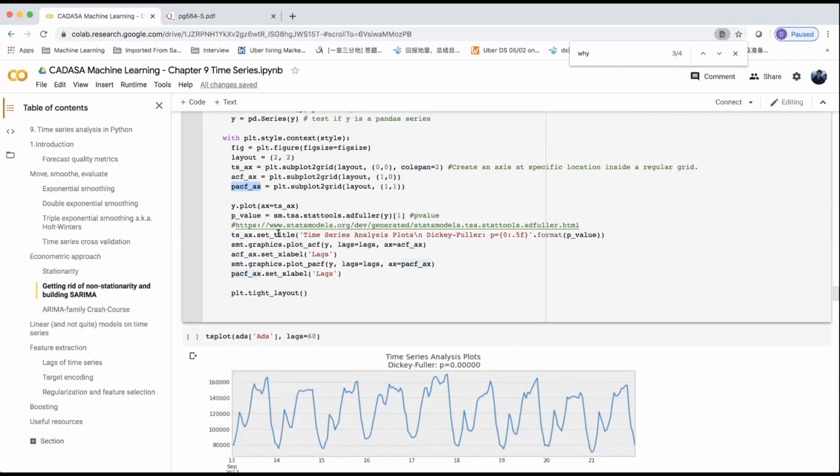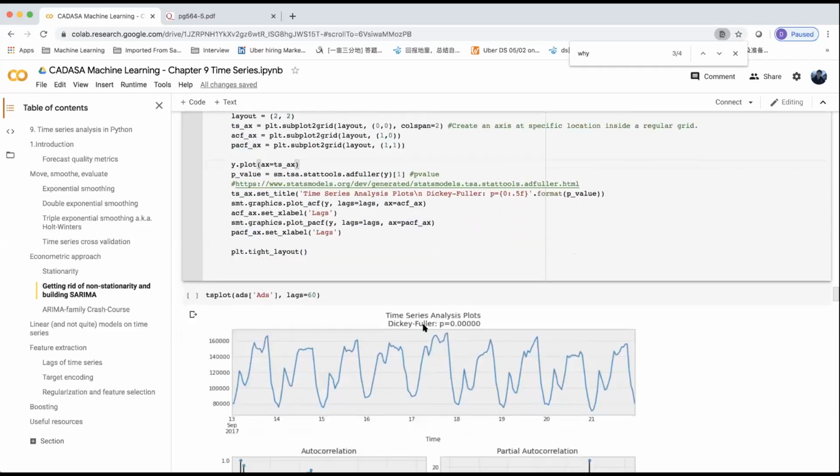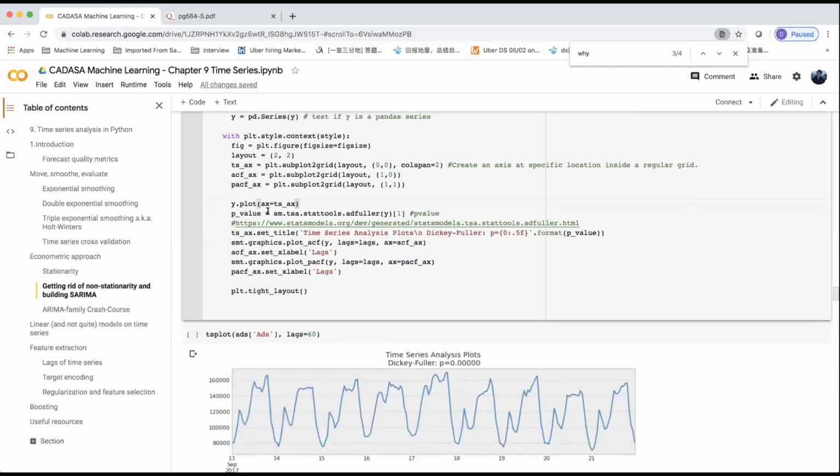Okay, so we also have the p-value here. What is the p-value? The p-value here is from the Dickey-Fuller test we have. If you want to get that test and a p-value, you can do this. We import statsmodels.tsa.stattools, then adfuller. Then you put the variable you want to test here, and the component with index 1 is the p-value.